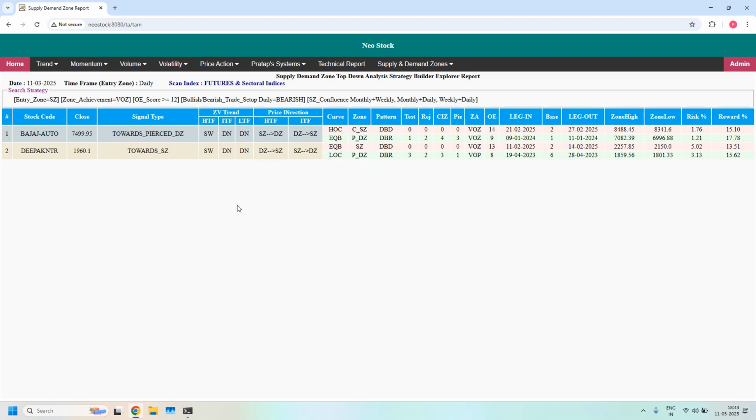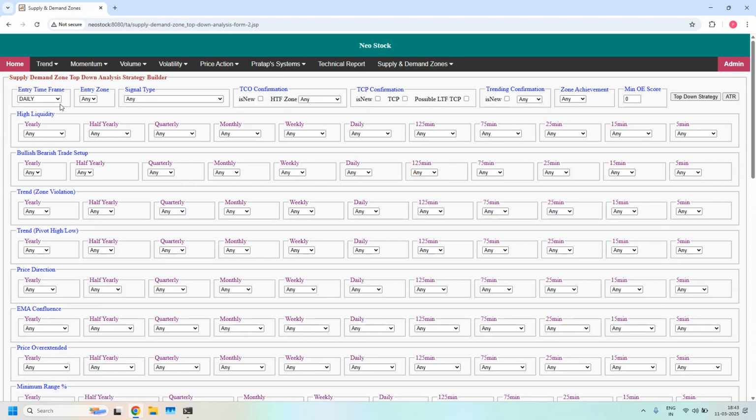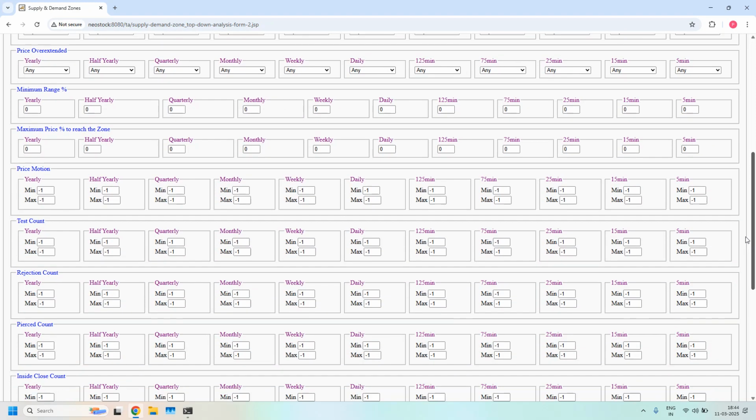Next, we will look into weekly income trade supported stocks. First, bullish trade setup for weekly income trade. Entry time frame 75 minutes, entry zone, demand zones. At 75 minutes, I'm selecting bullish. Zone achievement VOZ, minimum order enhancer score 12. 75 minutes demand zone should not be pierced.